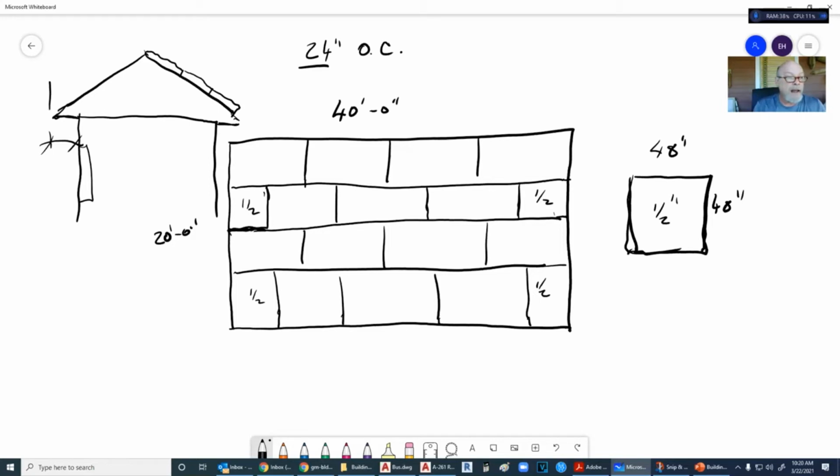However, to determine this, why not go back to this piece of plywood here? We can get two pieces out of it at 24 inches on center. We can get 3 pieces at 16 inches on center.